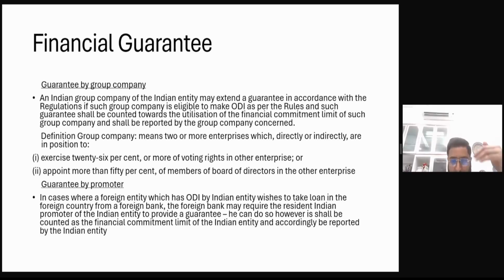An ODI is done by an Indian entity, and that foreign entity has taken a loan from a foreign bank. The foreign bank may require the resident individual promoter to give a guarantee. So this Indian company can give the guarantee, and it will be counted as its financial commitment with the Indian entity and accordingly reported by the Indian entity. Though the promoter is giving the guarantee, it will be counted as the financial commitment of the Indian entity who is the promoter.